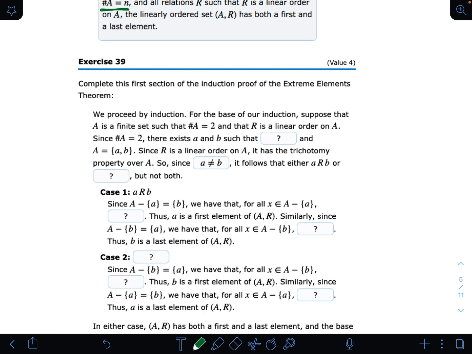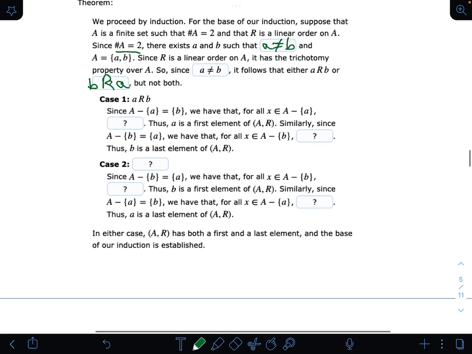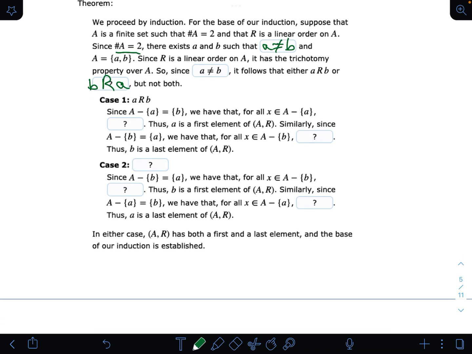If we assume A had, say, 2 elements and R is a linear order on A, there must exist 2 elements that aren't the same, such that a is not equal to b, and A is going to be composed of the set {a, b}. So since a is not equal to b, it follows that either a relates to b or b relates to a, but not both. So let's consider case 1, where a relates to b.